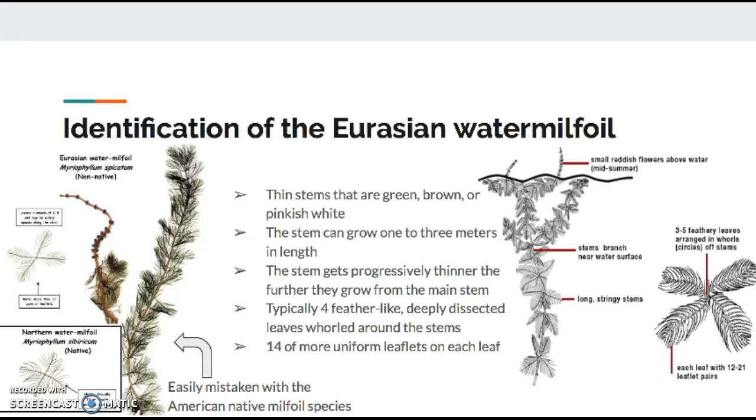Identification of the Eurasian watermilfoil. It has thin stems that are green, brown, or pinkish white. The stem can grow 1 to 3 meters in length. The stem grows progressively thinner the further they grow from the main stem. It typically has 4 feather-like, deeply dissected leaves whorled around the stems, with 14 or more uniform leaflets on each leaf. It can easily be mistaken for the American native milfoil species.